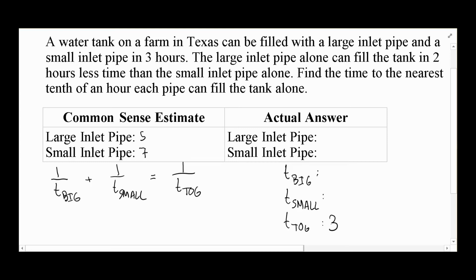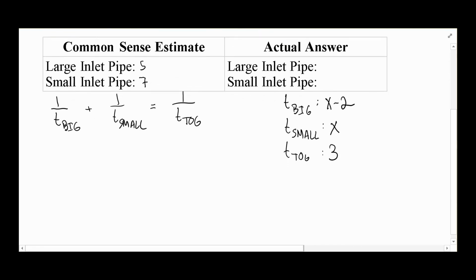Now their time together is straight up given to us as 3 hours. As far as the other values, we know that the large inlet pipe can fill the tank in 2 hours less time. So if we call the small one x, then the big one is 2 hours less than that. So it's x minus 2. So now we can plug those values into our formula to say we have 1 over x minus 2 plus 1 over x equals 1 over 3.